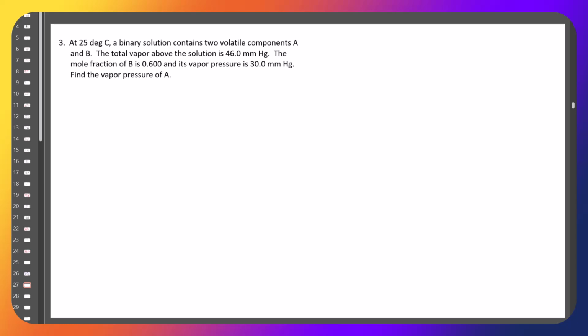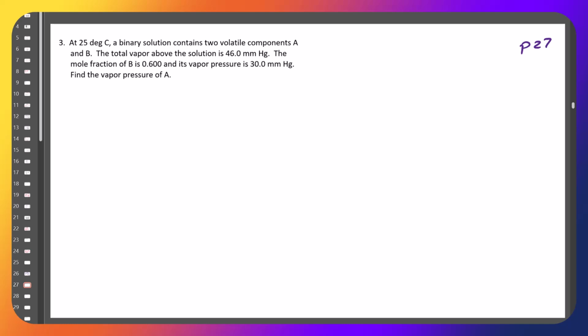So number 3, I have it on page 27. A binary solution contains two volatile components, A and B. Well, that's kind of redundant, isn't it? But sometimes I am redundant to explain the problem. If I say it's binary, that means there's two components. So I necessarily wouldn't need to say two. The total vapor pressure above the solution is 46 millimeters of mercury. The mole fraction of B is 0.6, and its vapor pressure is 30. Find the vapor pressure of A.